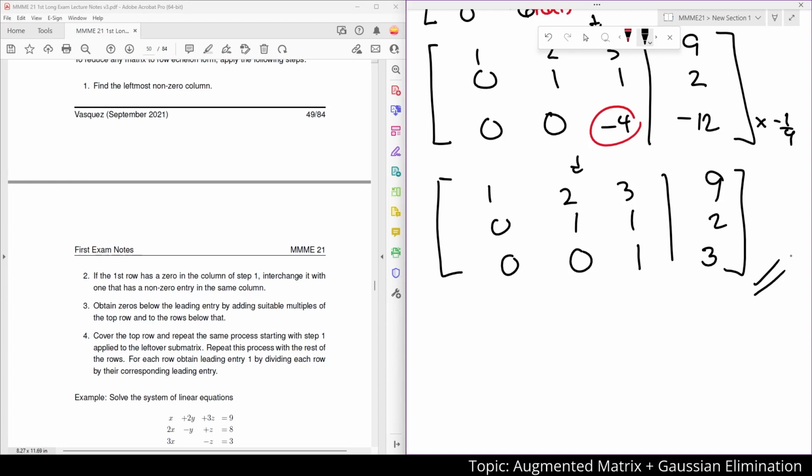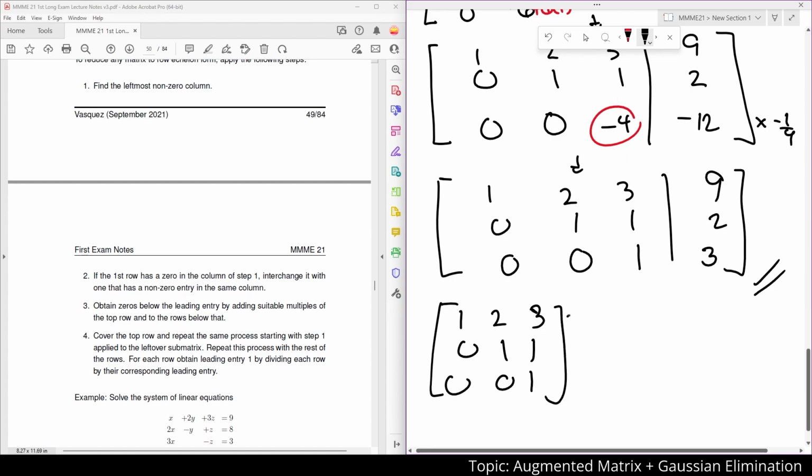And from the theorem kanina, alam natin, if yung solution XYZ ng row echelon form natin, itong bagong augmented matrix natin, same lang dapat siya dun sa solution nung original AB natin or original system of linear equations natin. So, alam natin, itong 1, 2, 3, 9, 0, 1, 1, 2, 0, 0, 1, 3, if ginawa natin itong AX equals B form, it will be something like this. 1, 2, 3, 0, 1, 1, 0, 0, 1, times X, Y, Z is equal to 9, 2, 3.